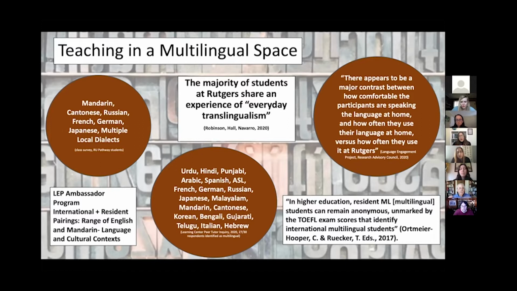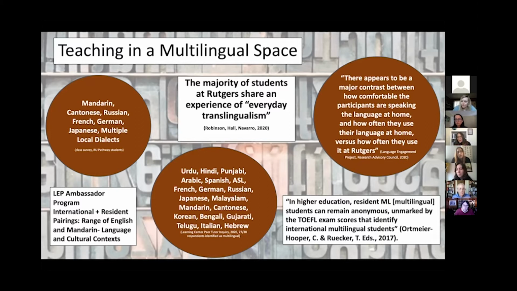Also regarding international students, assumptions are often made about seemingly homogenous groups. And if you see in the smaller bubble, there's another list of languages beginning with Mandarin, Cantonese, Russian, French, German, Japanese, and multiple dialects. These languages were reported by one singular class of RU Pathway students who were all from China. So these traditional dichotomies dividing ESL and other students perpetuate this mythical monolingual resident American student, which is simply inaccurate. And I highlight this because this results in both discriminatory and pedagogically unsound practices.